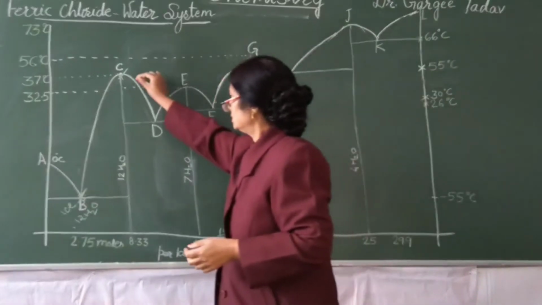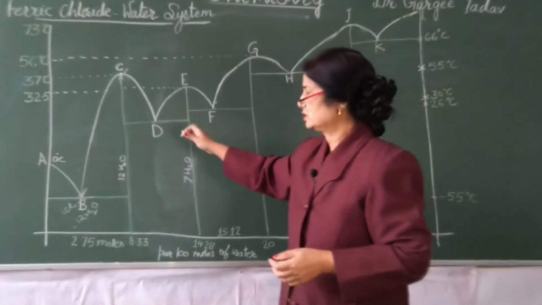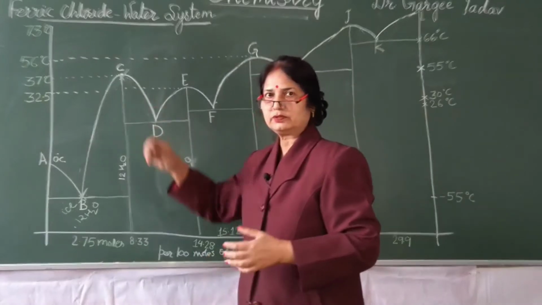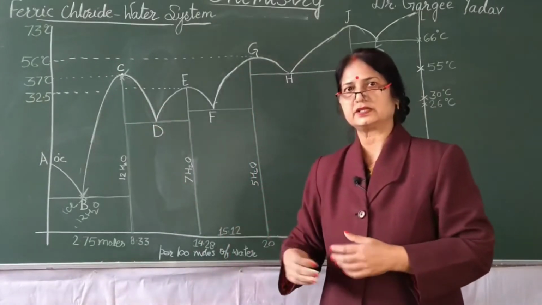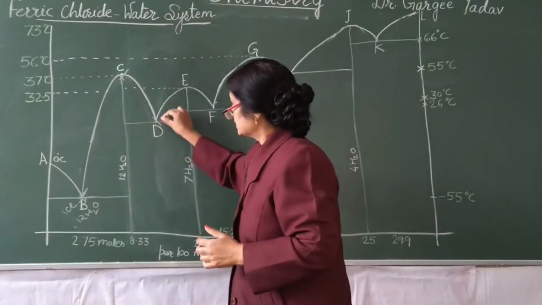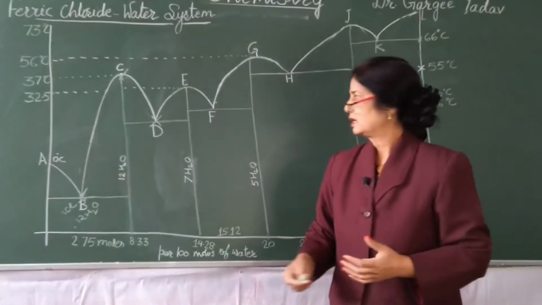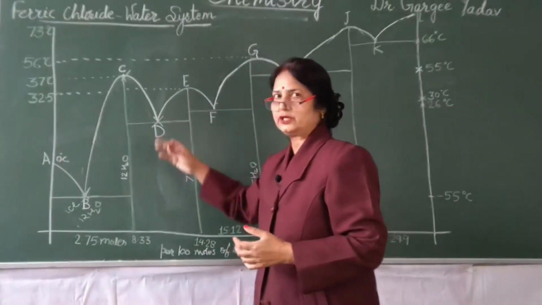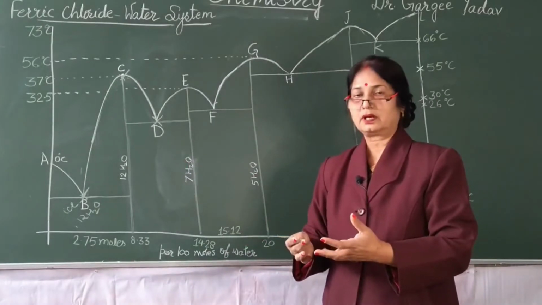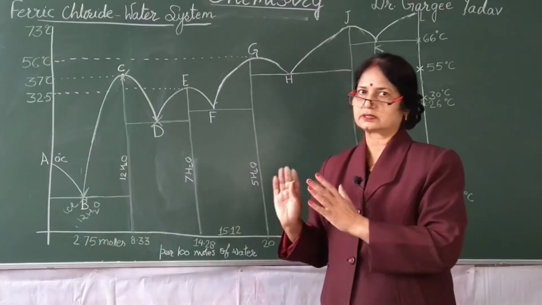Now comes the point, the curve C. This represents the melting point or the freezing point of dodecahydrate, to which quantities of FeCl3 are being added. Till point D is reached, it becomes saturated in ferric chloride. At point D, what happens? Another stable hydrate, a heptahydrate of ferric chloride, starts separating.